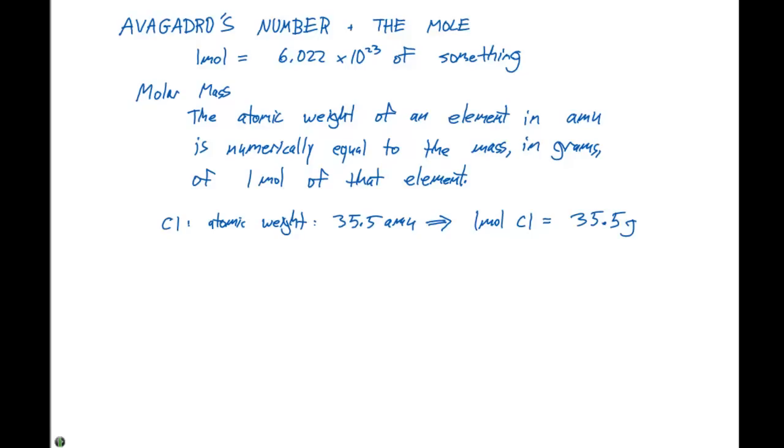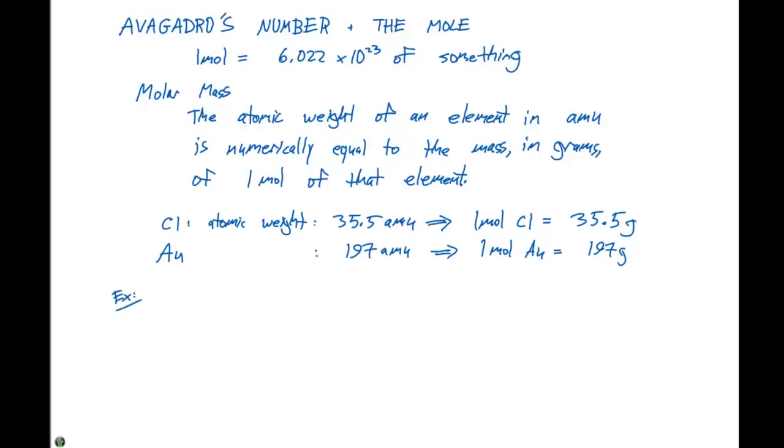We can say the same thing for a gold atom. The atomic weight of gold is 197 atomic mass units. This tells us that 1 mole of gold is going to be equal to 197 grams. These same rules will apply to molecules. If you have a molecular weight of a particular molecule, you can then determine how many grams 1 mole of that molecule will weigh. So let's do an example problem.